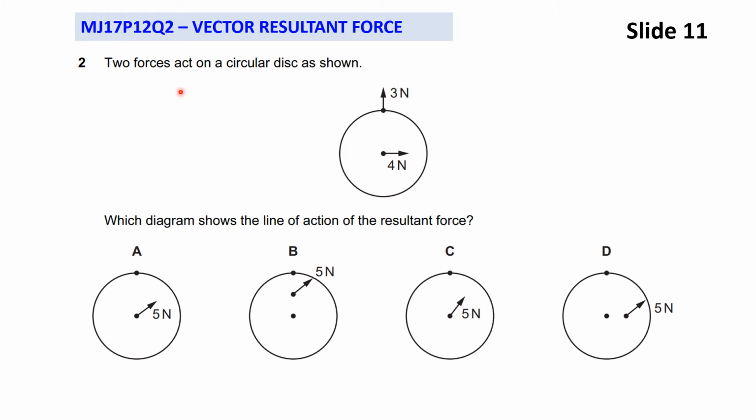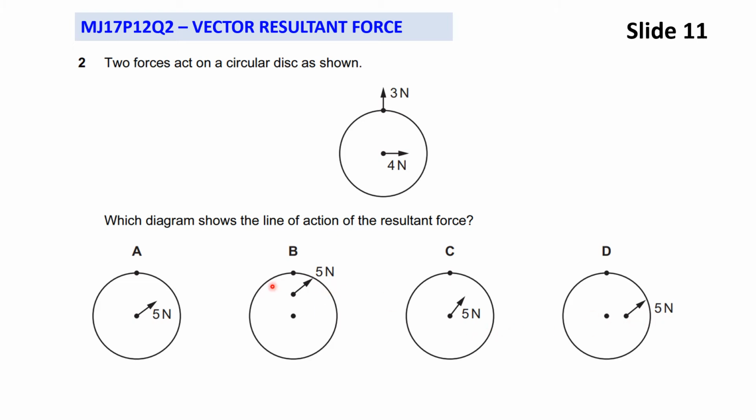Two forces act on a circular disk as shown. Here is a force to the right, 4 newtons. This is a force upward, which is 3 newtons. Which diagram shows the line of action of the resultant force? Here we have 4 options, and all of them show a resultant of 5 newtons.